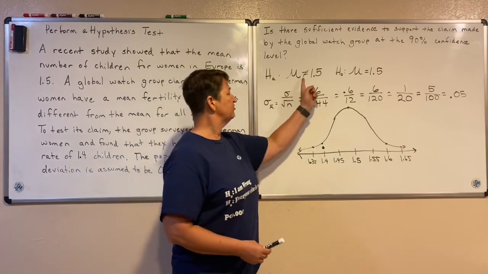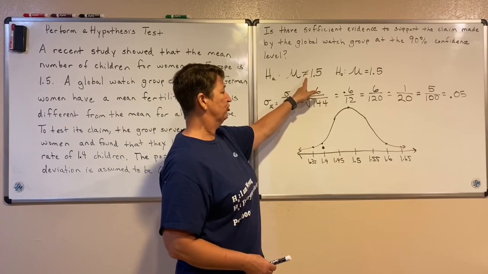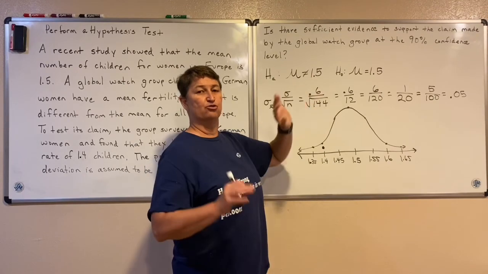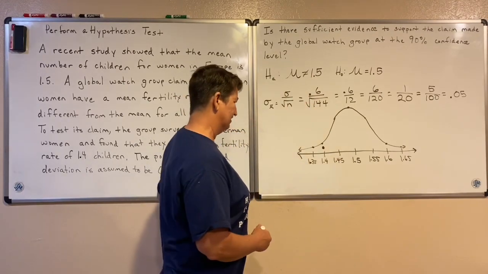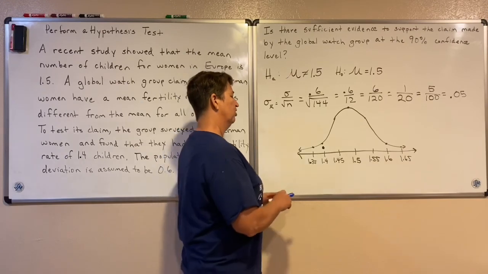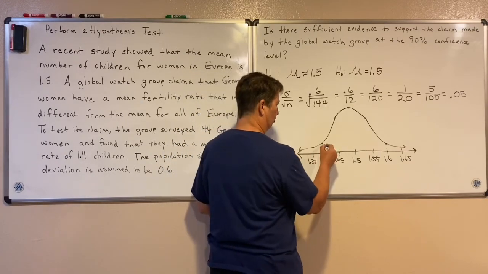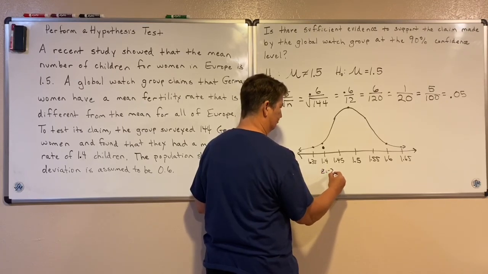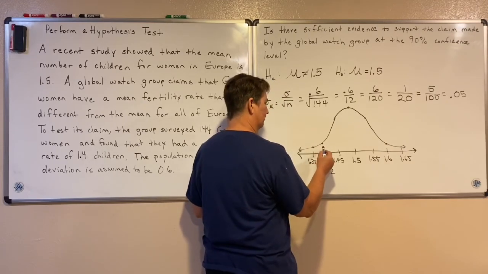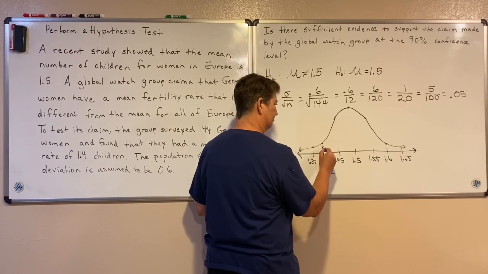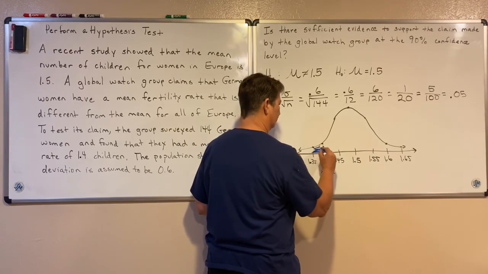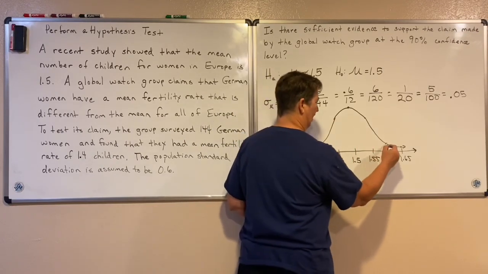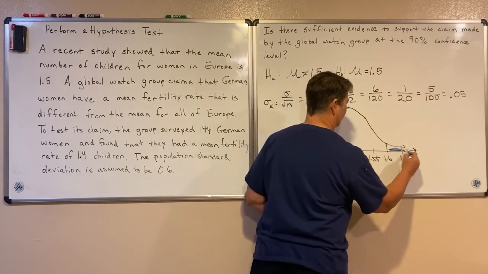And since we are looking at not equal to, we know that we are performing a two-tail test. So we're going to be looking for something as extreme as that 1.4 on both ends. So here, this looks like it's right at a z-score of -2. And we're looking for the probability that a test statistic occurs that is that extreme on both ends. So out 2 standard deviations on the other end as well.